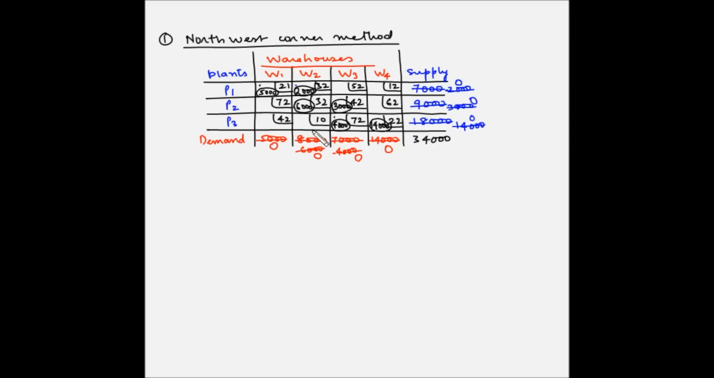Now let's calculate the total cost obtained by using this method. So the total cost will be equal to 5,000 multiplied by 21. So this is for this square P1 W1. 5,000 units are being shipped from P1 to W1, and the unit cost of shipping from P1 to W1 is 21 rupees. So the total cost will be 5,000 multiplied by 21 plus 2,000 multiplied by 32 plus 6,000 multiplied by 32 plus 3,000 multiplied by 42 plus 4,000 multiplied by 72 plus 14,000 multiplied by 22.